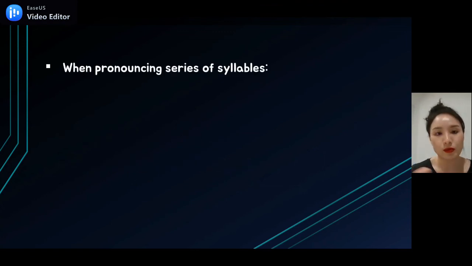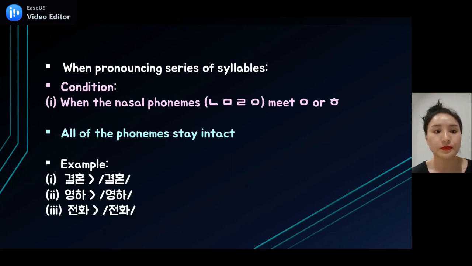Again, when pronouncing a series of syllables, when the nasal phonemes, for example, n, m, l, ng, meet a circle, which is empty sound value, or h sound, in this case all of the phonemes stay intact, no change. So for example, 결혼, it becomes 결혼. 영하. 전화. Okay, no change. Very easy. 자, vocabulary.